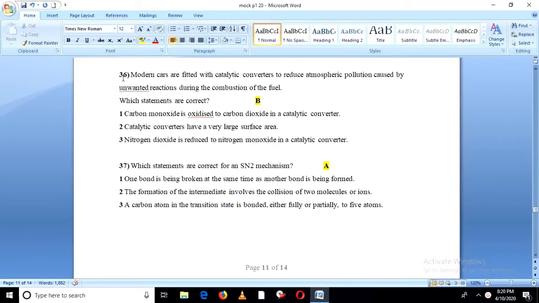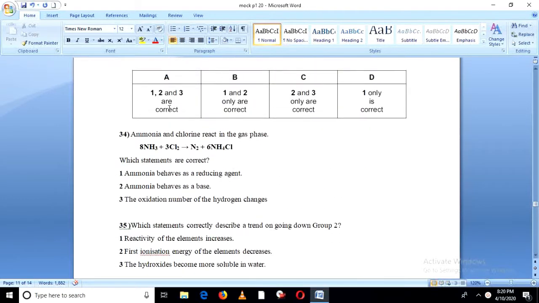Here in the 36th MCQs, the examiner was saying modern cars are fitted with catalytic converters to reduce the atmospheric pollution caused by unwanted reactions during the combustion of the fuel. Which statements are correct? So we have to see the statements that are correct and opt for the options that are given in the table here. You can see the table.